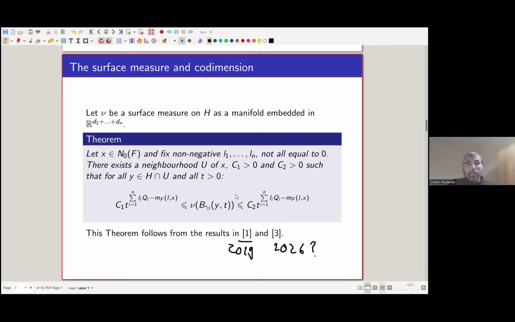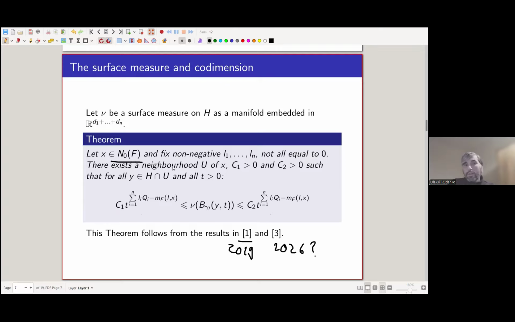So what does this theorem say? It says that the asymptotics of the surface measure of this ball, with regard to this pseudo-distance that I defined, is exactly the t power, this fixed power. You can see above and below we have the same power, which is important. And it only happens in these points.